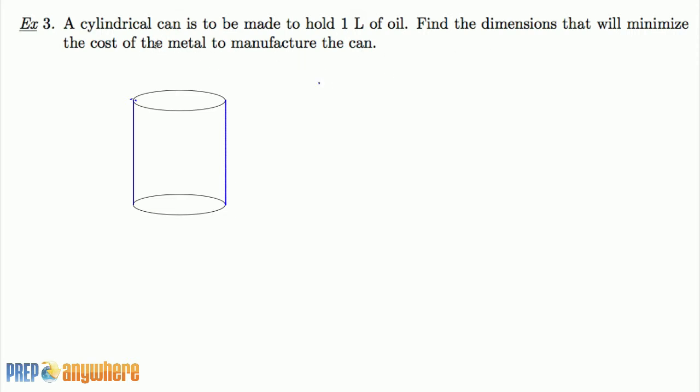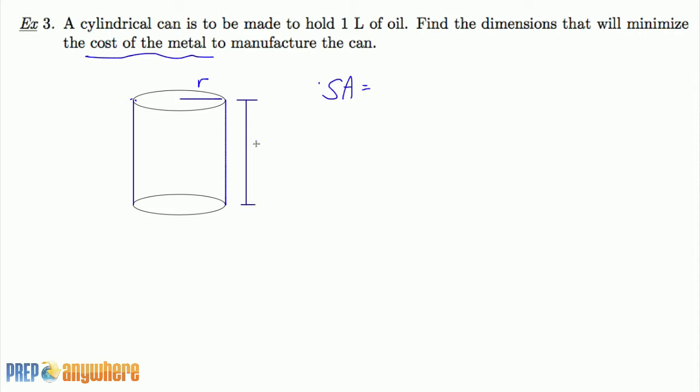This time, again, the last sentence tells you what to optimize, and it's the cost of the metal. So that's not volume, that's surface area. But we don't know the cost per sheet of metal. It doesn't really matter how much it costs per, let's say, centimeter squared, because it will get cheaper if we reduce the amount we use, right? Okay. Doesn't matter how much it costs.